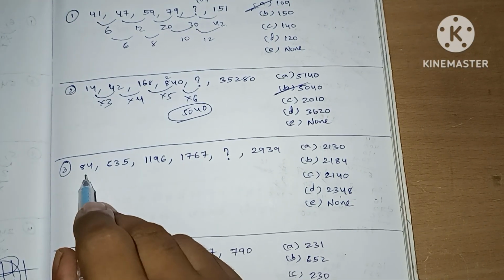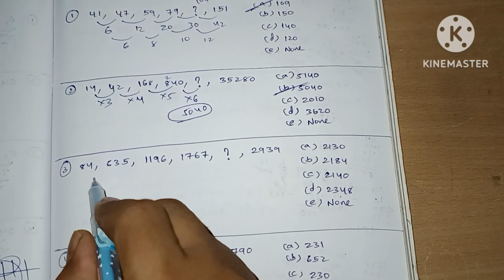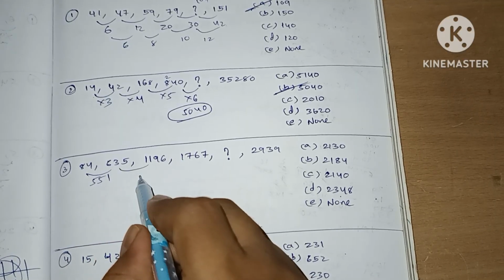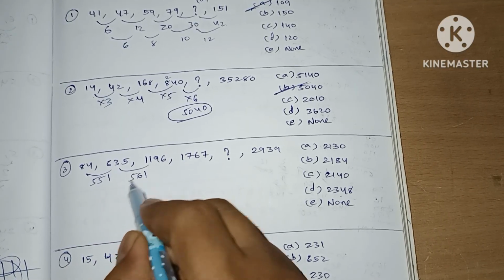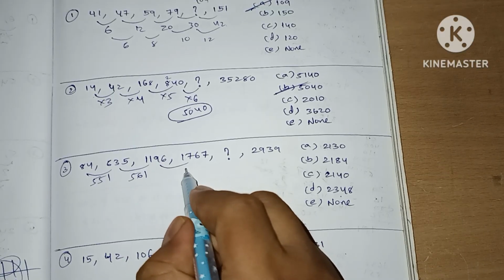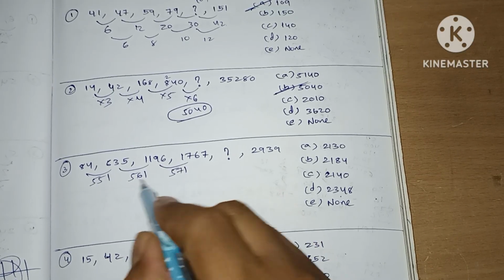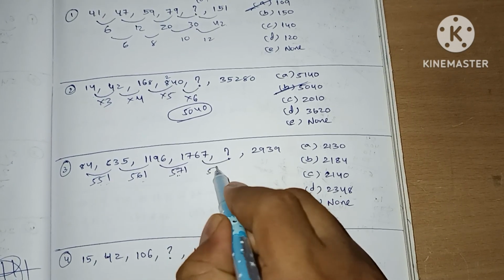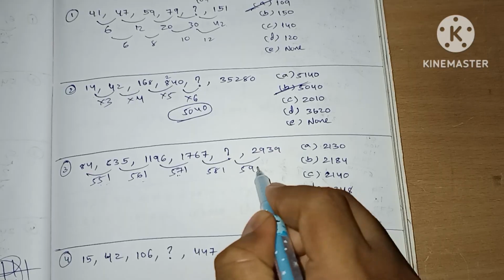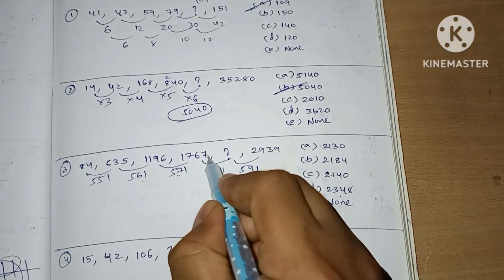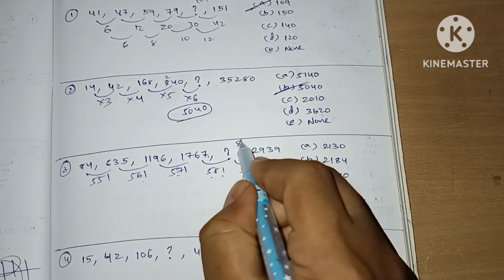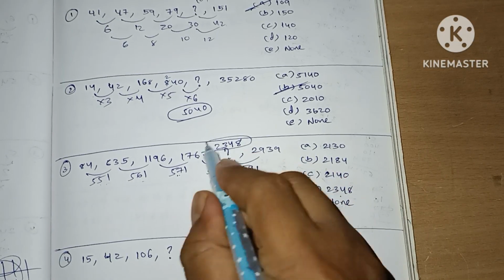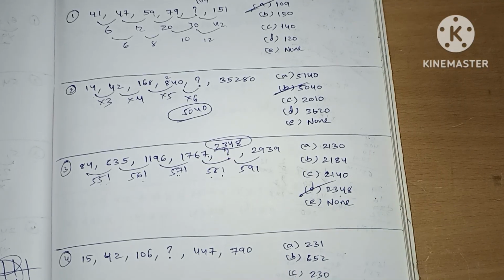Next question. Here we're going to see the differences. Here the difference is 155. Here the difference between these two is 165, 561. Here the difference is 175. Okay, there is a difference of 10 in between these numbers, so it must be 581. Next one must be 591. 1767 plus 581 will be 2348. 2348 is our answer. Option D is our answer.